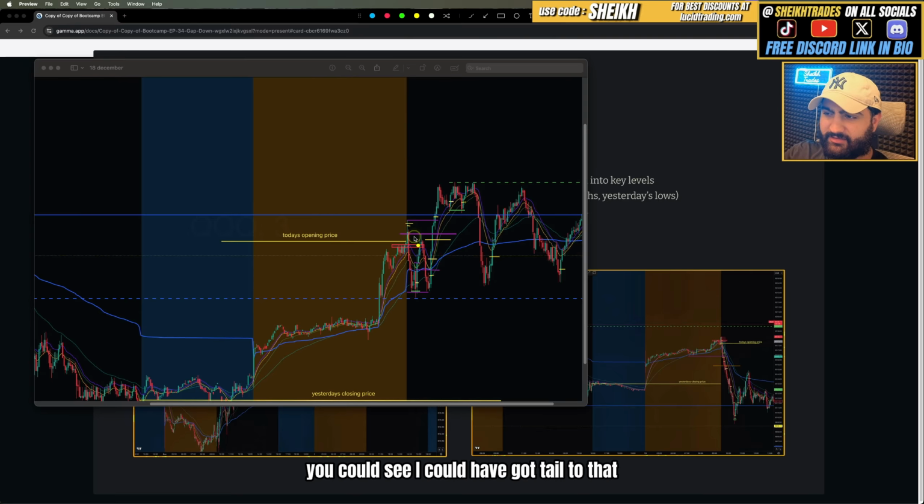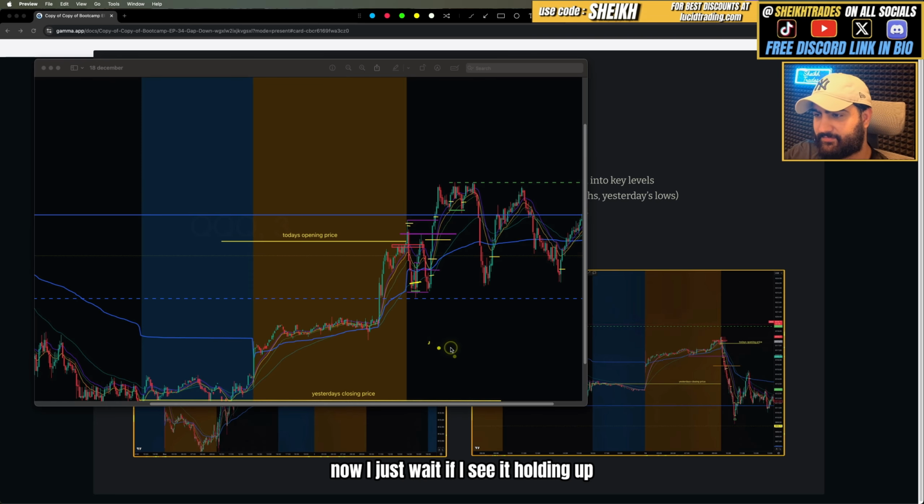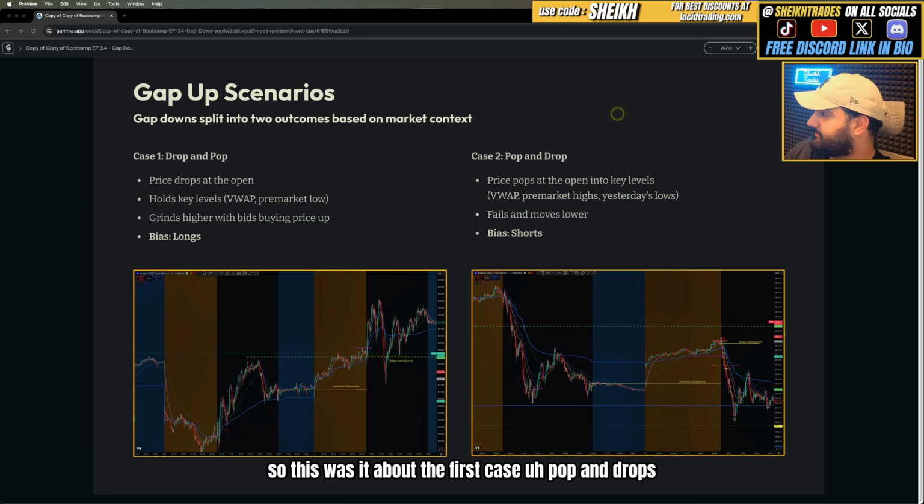You can see I could have got tilted that I wanted shorts initially. I wanted the pop and drop setup, and I just missed it. And if I miss it, doesn't mean I'm gonna go short heavily trying to make it work. No, I just wait. If I see it holding up, see it fall under another setup, I take it. In this case, you could see a perfect drop and pop scenario where I was able to capitalize on it.